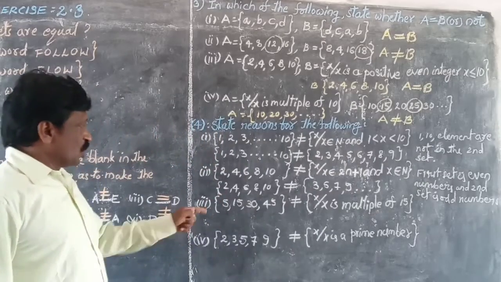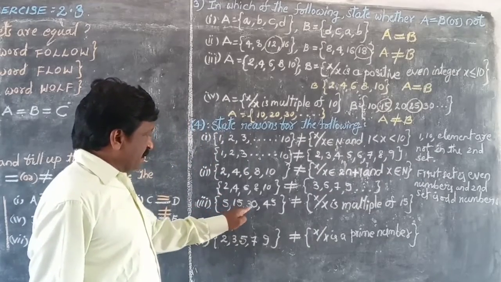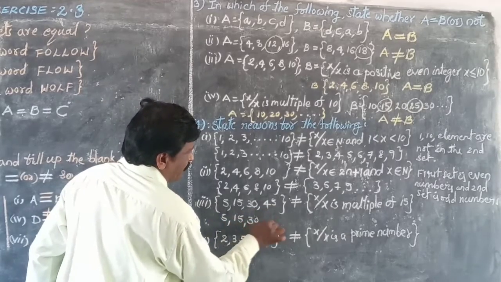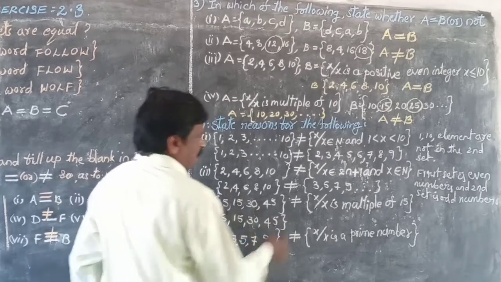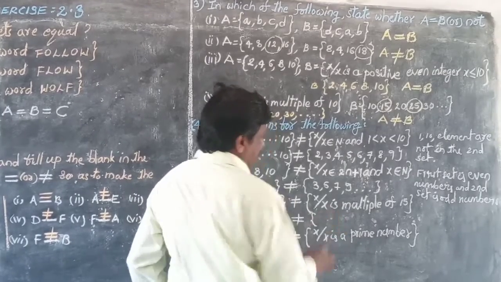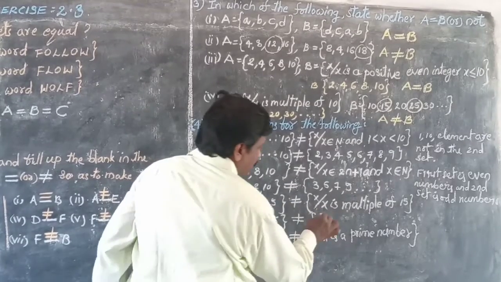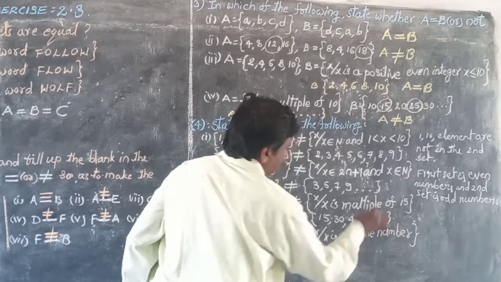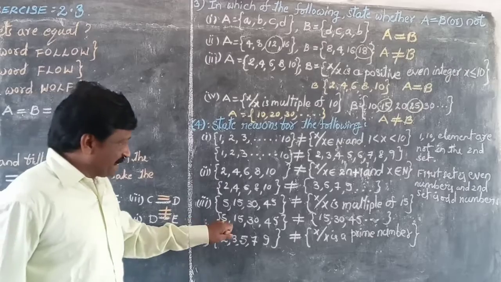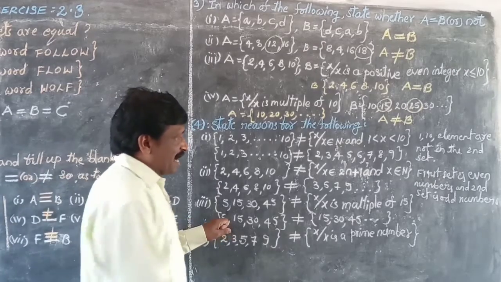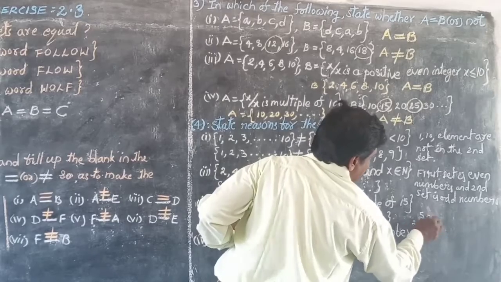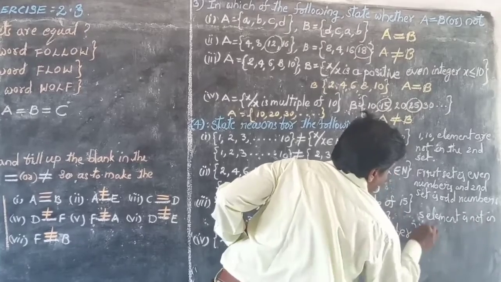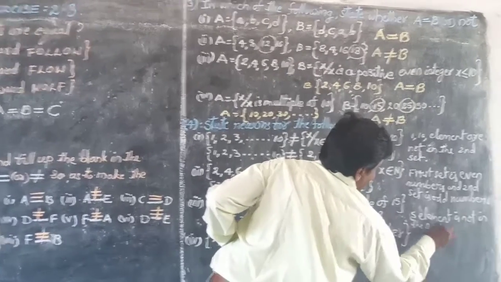That is the reason. Third: {5, 15, 30, 45} is not equal to {x such that x is a multiple of 15}, which is 15, 30, 45, and so on. They are not equal. The reason is the element 5 is not in the second set.